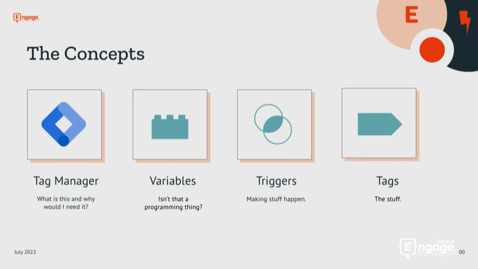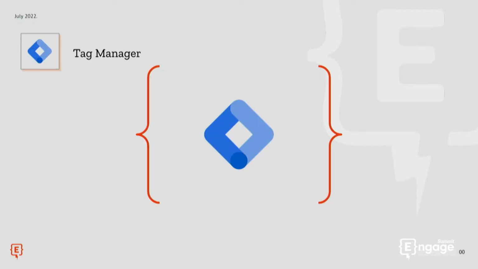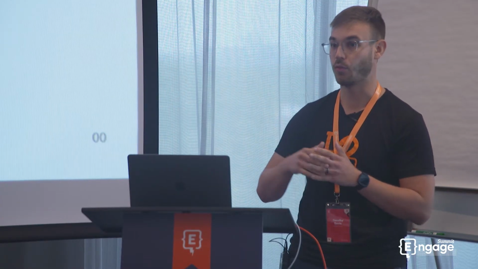There we go. Tag Manager. Okay, so we've got 4 key concepts to cover in our overview of Tag Manager. First, what a Tag Manager is, and then we'll look at, again, those building blocks of variables, triggers, and tags. Okay, so Tag Manager is a container for all of the various measurement scripts that might be deployed on your institution's various websites and web properties.